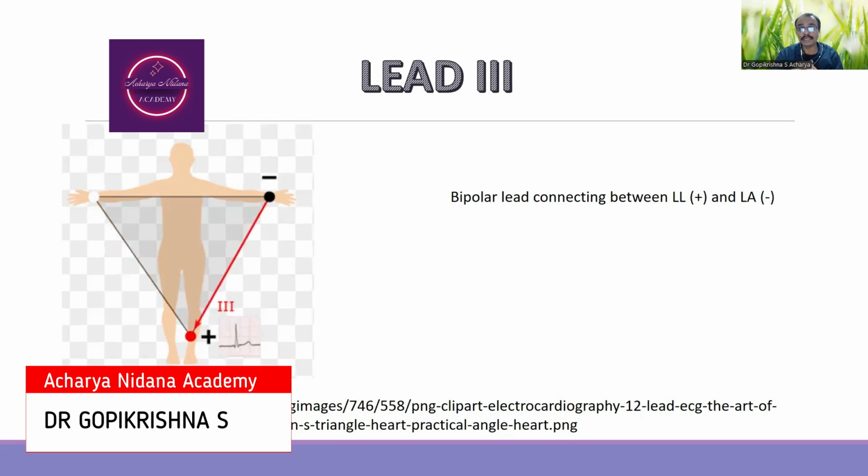When you think about lead 3, the positive electrode will be connected to the left leg and the negative electrode will be connected to the left arm. When you think about it, all these three are forming Einthoven's triangle, and we are going to discuss the concept of Einthoven's triangle and its significance in the coming videos.